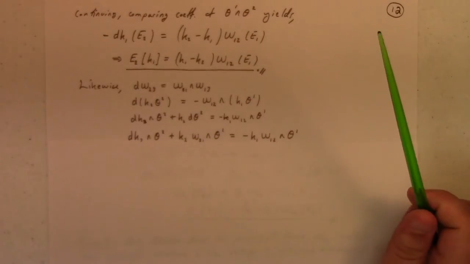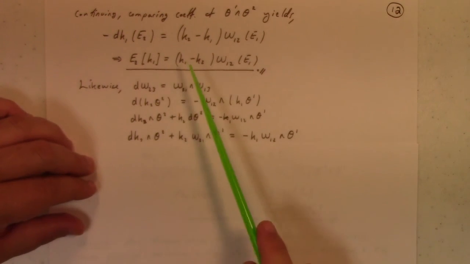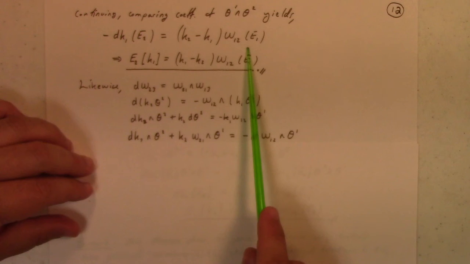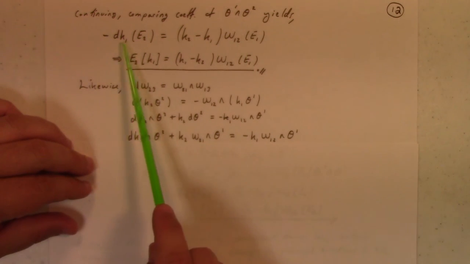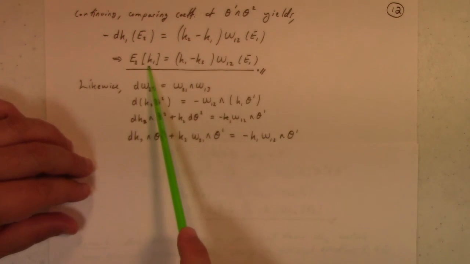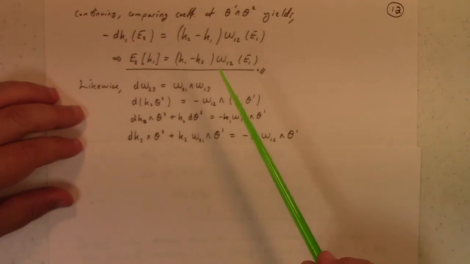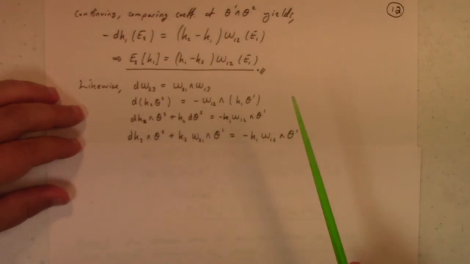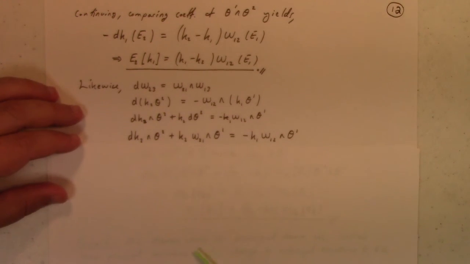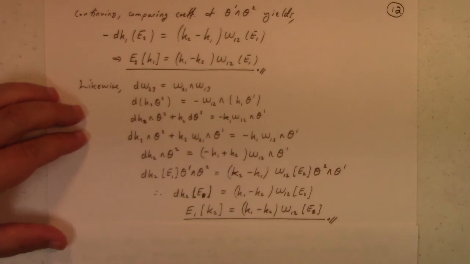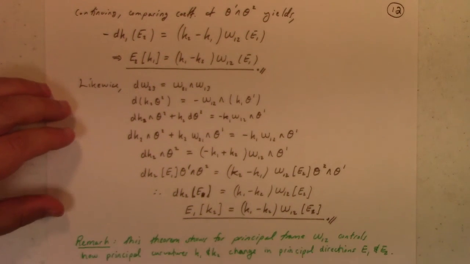Turn the page. Comparing coefficients on the theta 1 wedge theta 2 yields this lovely equation, where of course dK1 acting on E2 is E2 acting on K1, going back to our meaning of differentials and vector fields acting on functions. And there you have it. And here I wrote down the argument for the other one, which is the same argument again. I won't go through it.